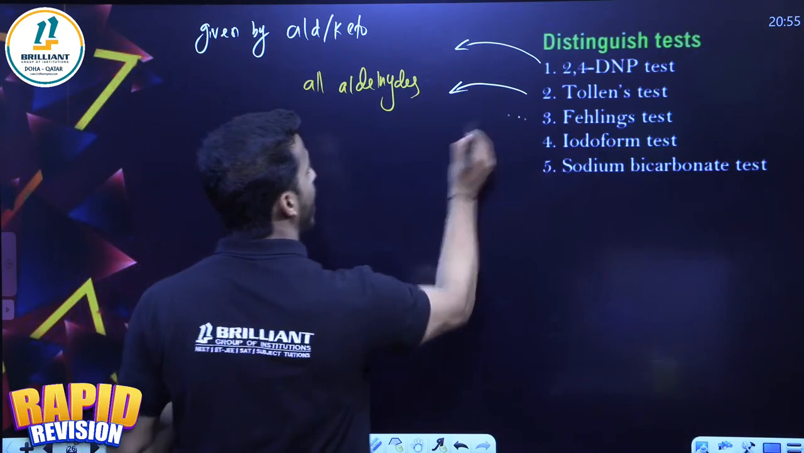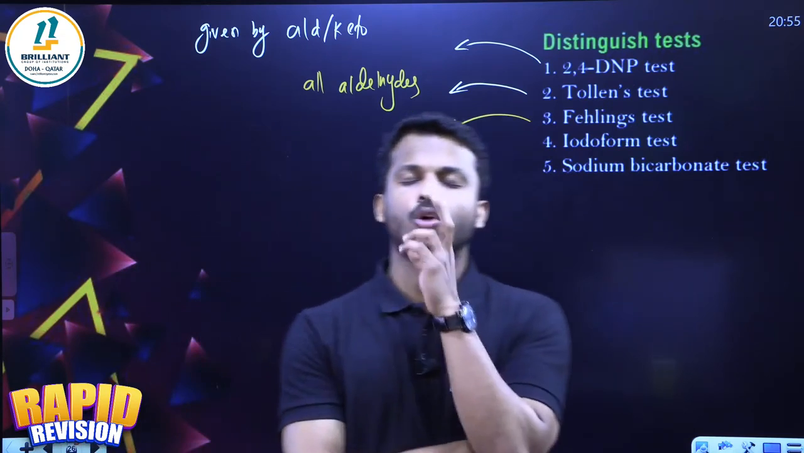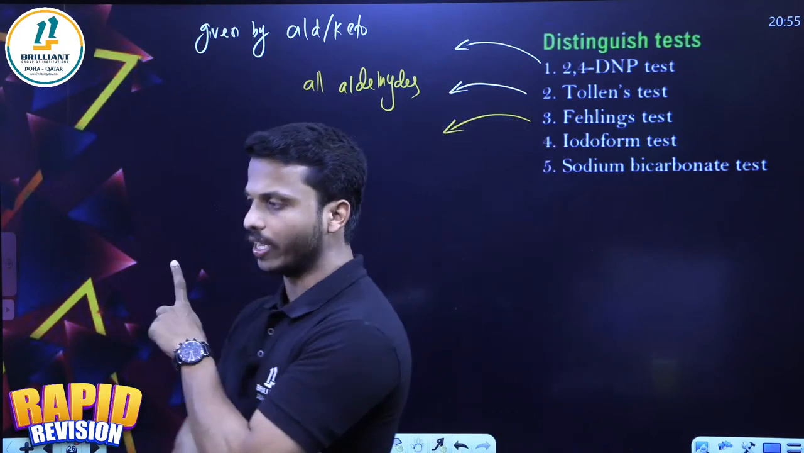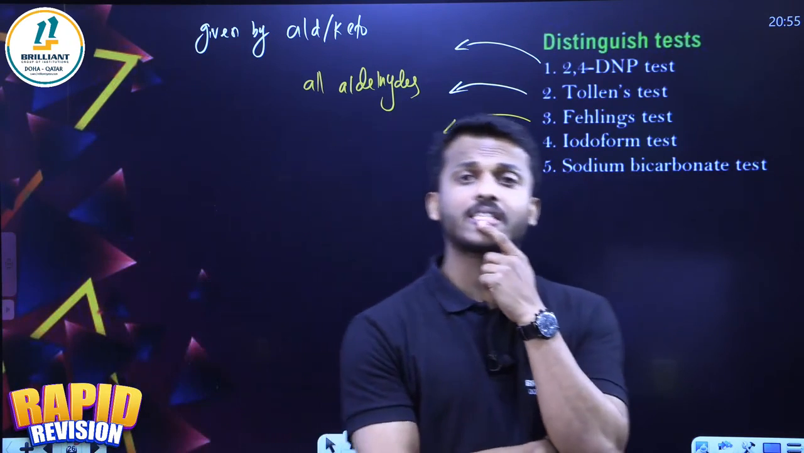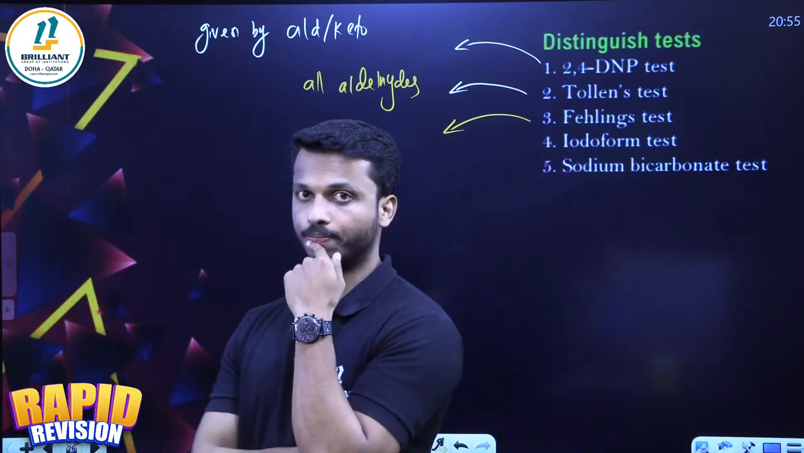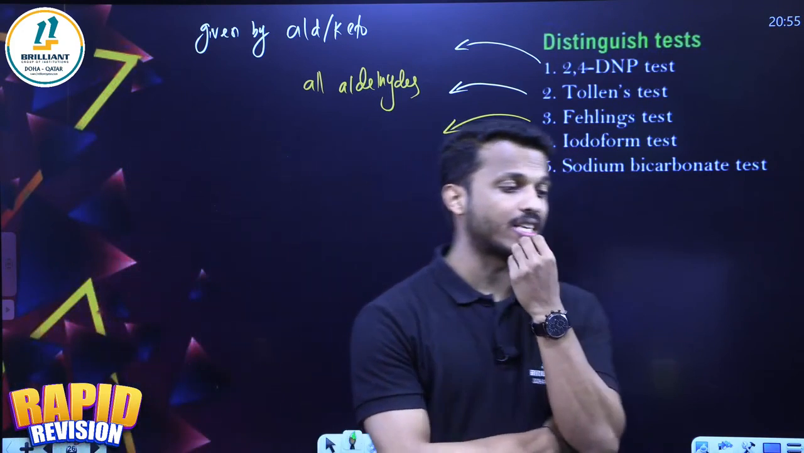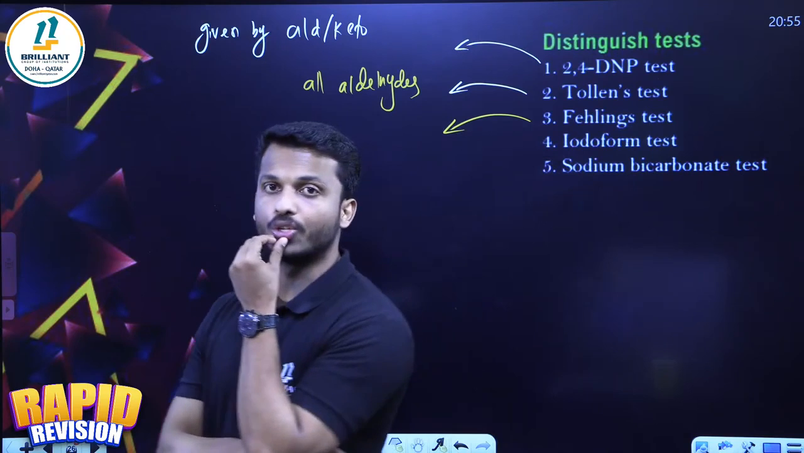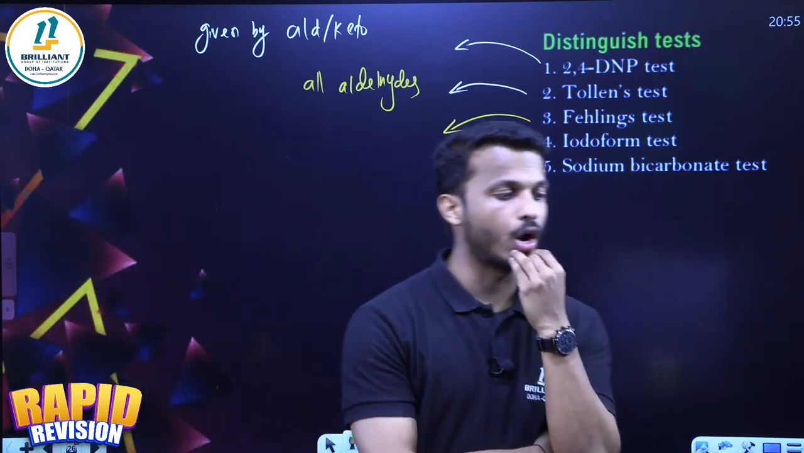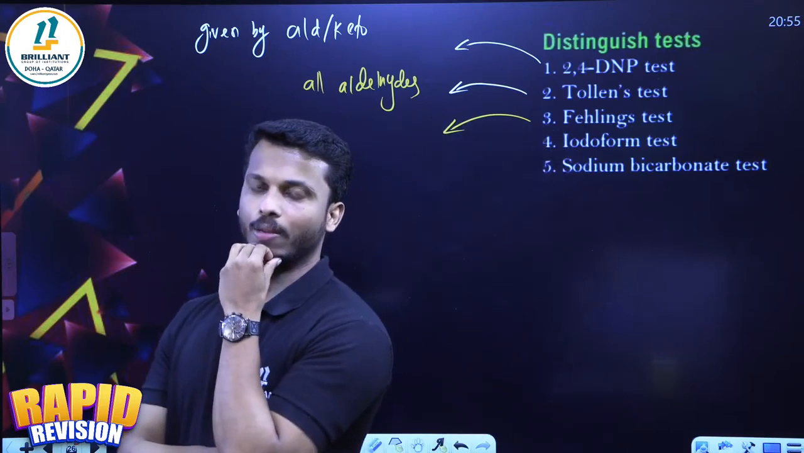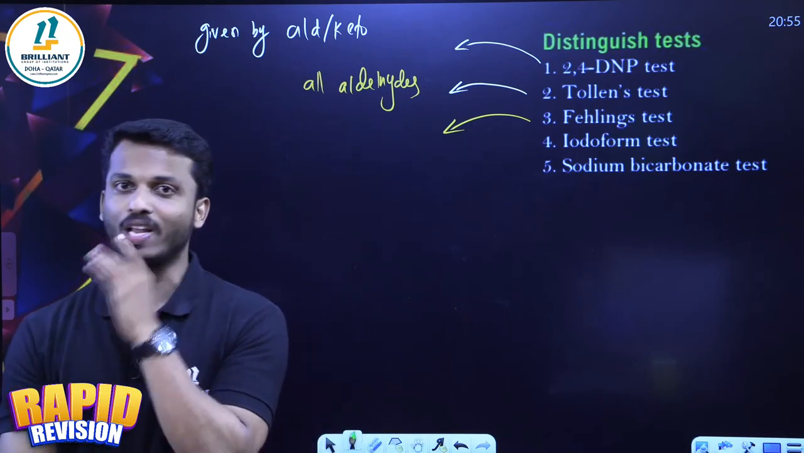Yes. And Fehling's test. Dear all, Fehling solution, two are there. Hope you know. So immediately we should get Fehling solution A and Fehling solution B. Tell me, dear all, what is the color of Fehling solution A? Very good, dear all, blue in color, because it's copper sulfate pentahydrate. Hydrated copper sulfate is called Fehling solution A.